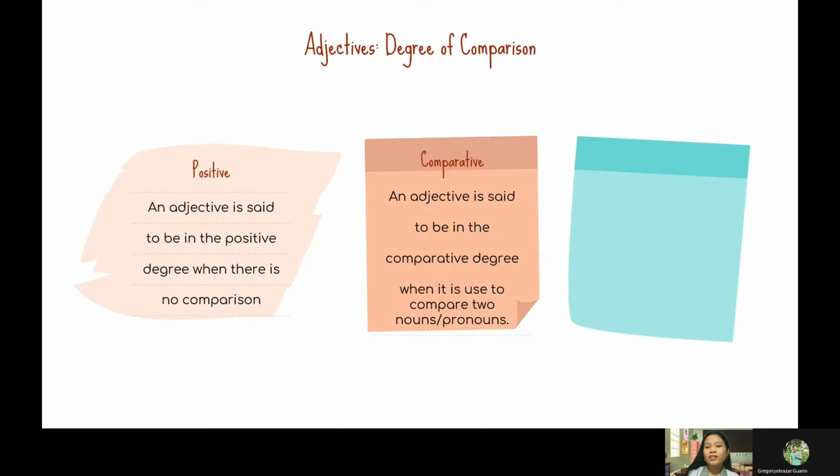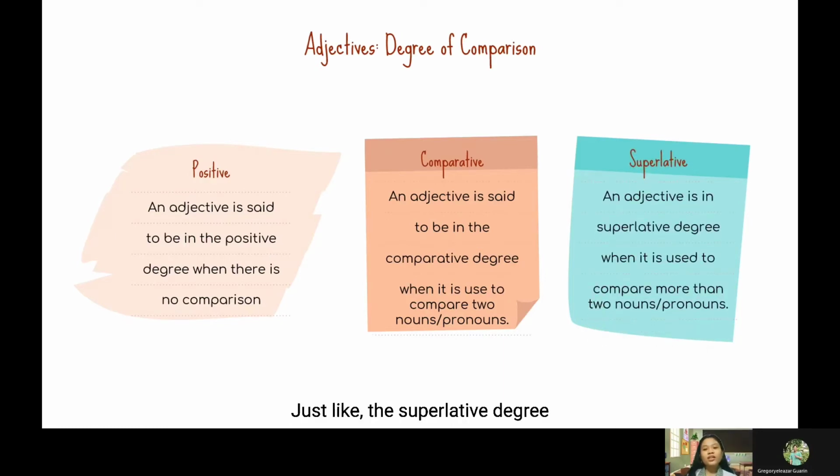Now, the comparative. An adjective is said to be in a comparative degree when it is used to compare two nouns or pronouns, and there are rules for it. So, let's find out the rules later on. Just like the superlative degree, it is used to compare more than two nouns or pronouns. More than two. And there's a rule for it also. Let's find out the rules now.